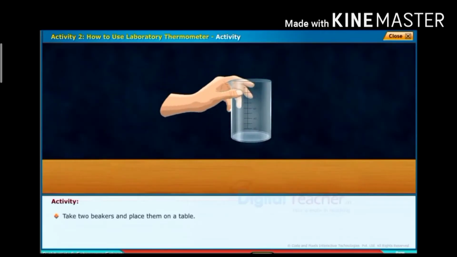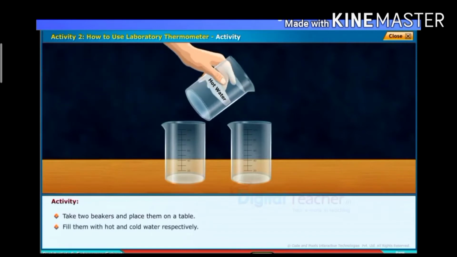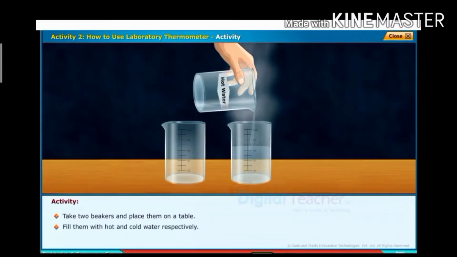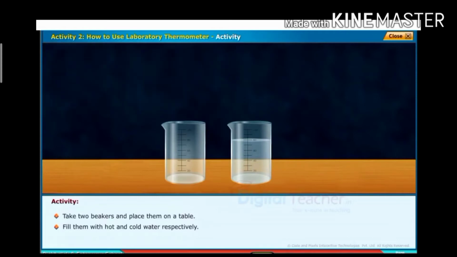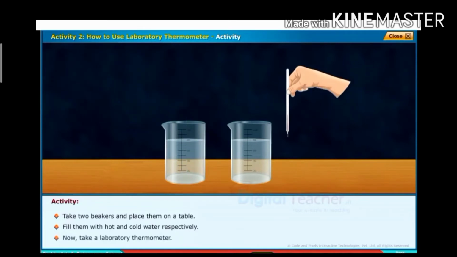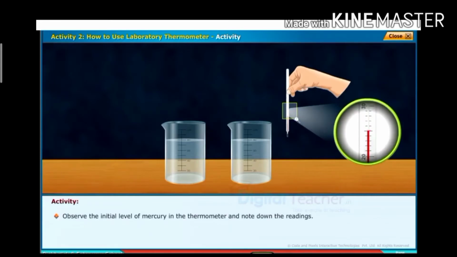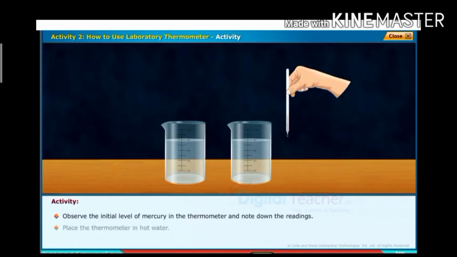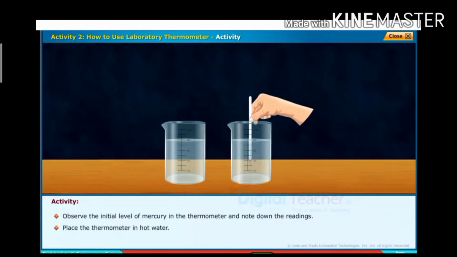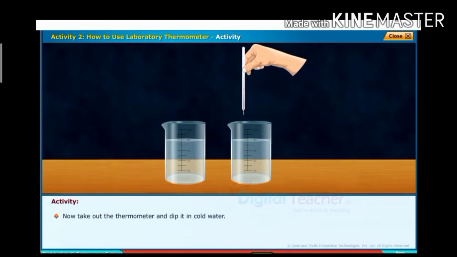Second one is the laboratory thermometer. So take two beakers, fill with hot water and cold water respectively. Now take the thermometer, note down that reading. Place the thermometer in hot water. Now we can observe the level of mercury changes, means it is slowly increasing.